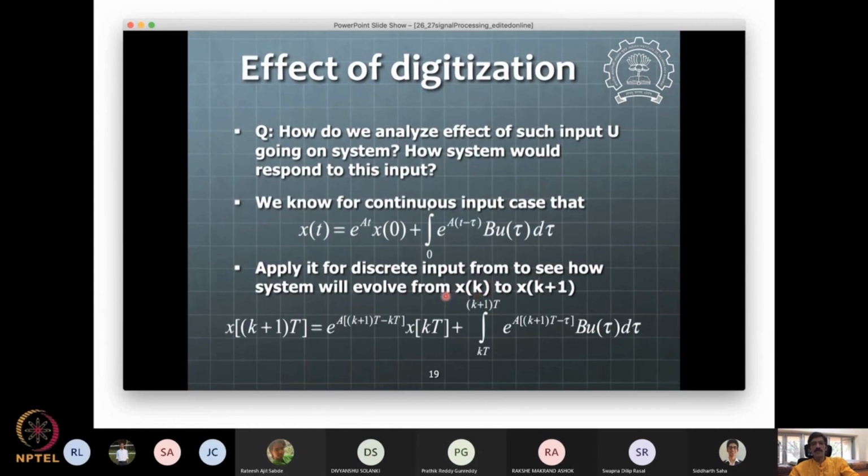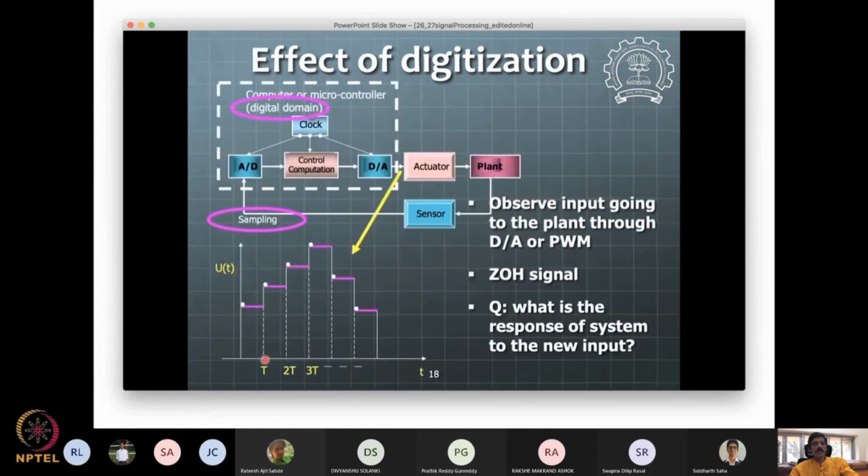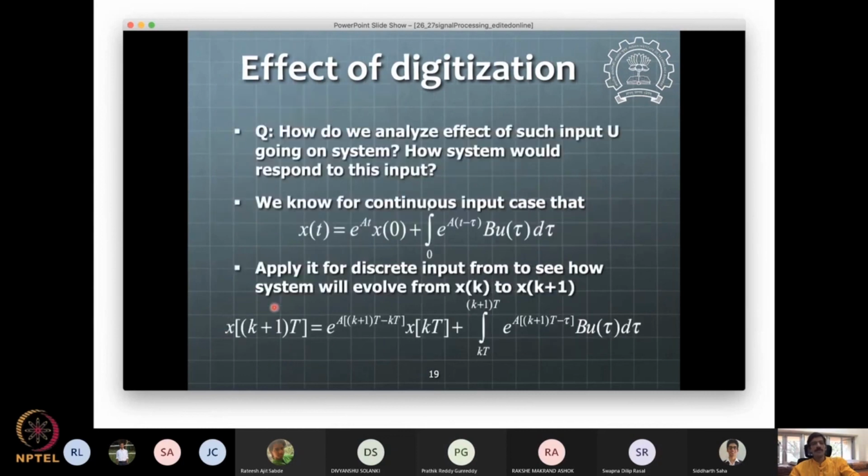Now my system is at some point here, x(kT), and I want to see how my system evolves with the constant input given here as u_k until the point x(k+1)T. So what is my x((k+1)T)? When I start at x(kT), this is my x(kT).